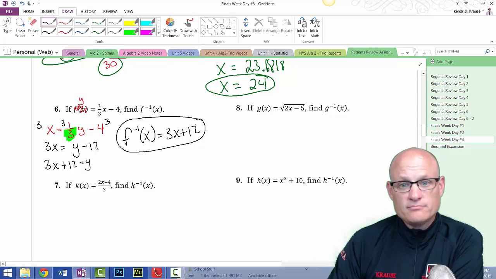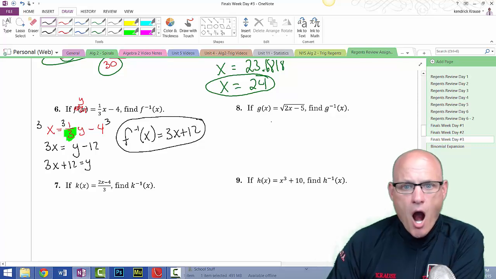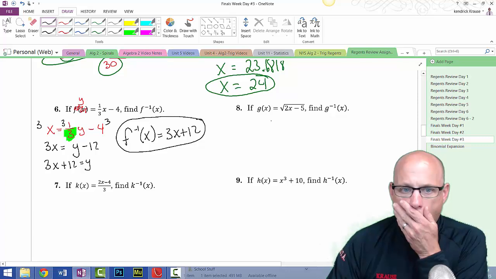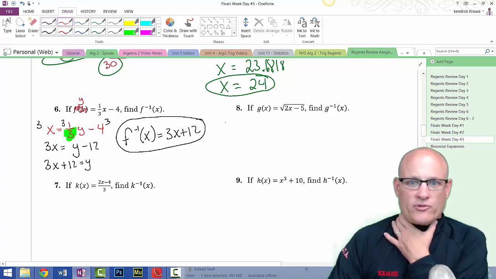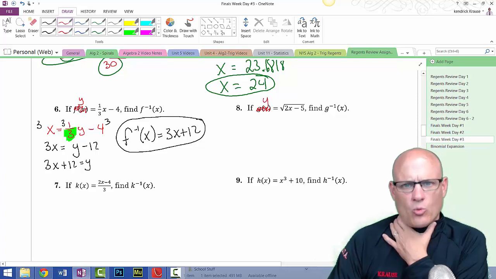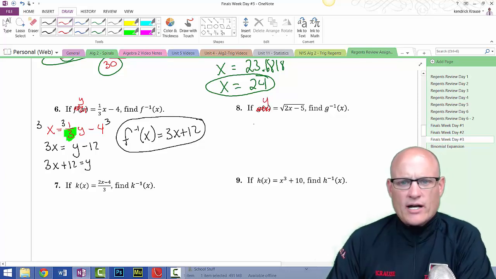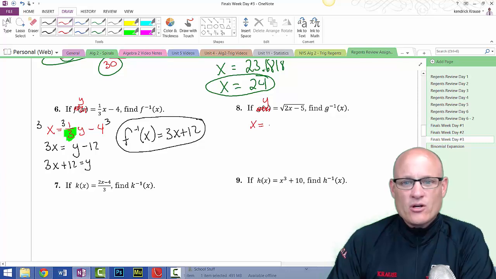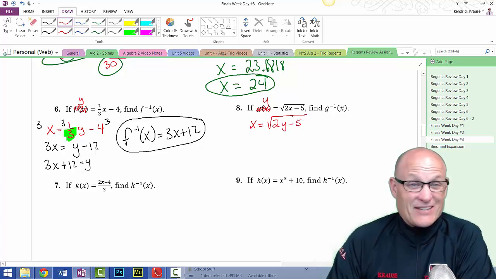That's it. All right, let's try this one. It's got a radical. I'm scared, Mr. Krause. Okay, g of x is the same as y. So I'm going to switch the x and y, so I get x equals square root of 2y minus 5. Well, how do you get rid of a square root? Because I don't even like square roots.